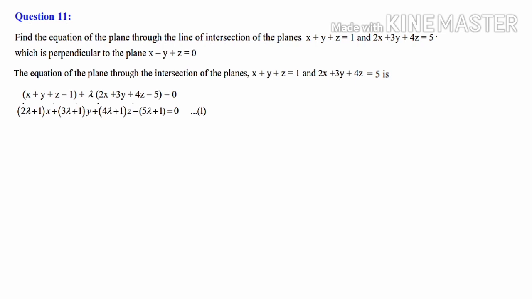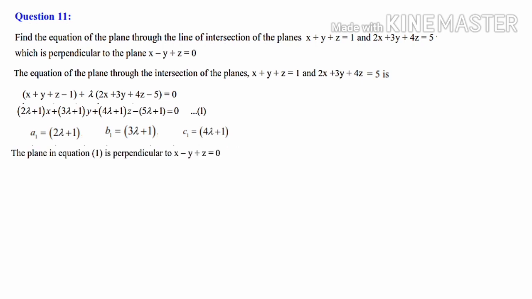Then the constant term: here it is minus 1, and here there is lambda and 5, that is minus 5 lambda. Take minus common, that is minus of (5 lambda plus 1) is equal to 0. Label it as equation number 1. So this is the required equation of the plane. And from here we can write the direction ratios of the normal. That is A1 is 2 lambda plus 1, B1 is 3 lambda plus 1 and C1 is 4 lambda plus 1.